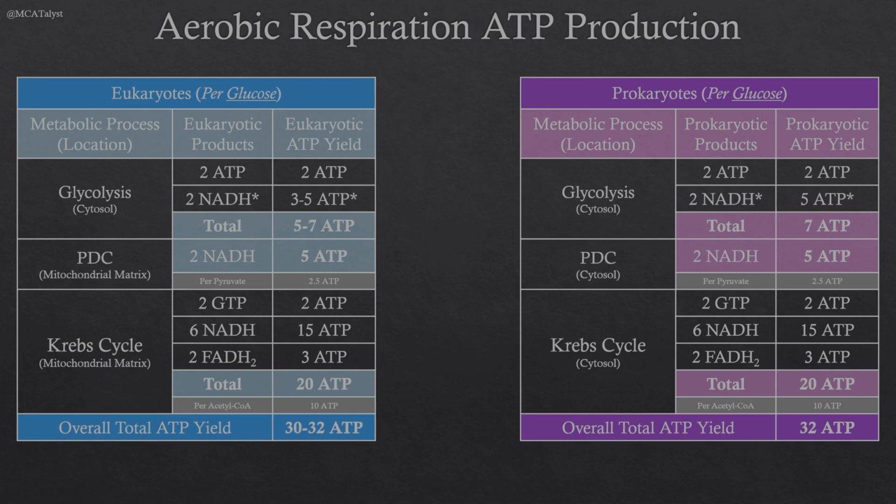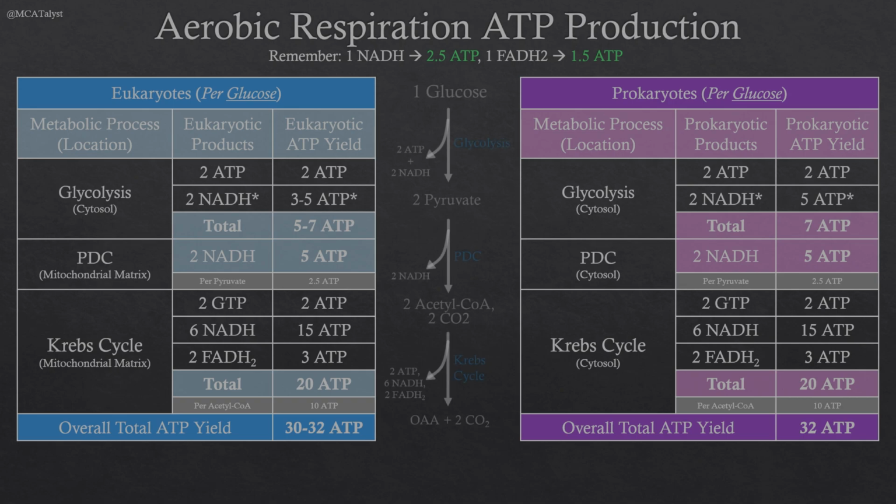So we're going to start with just the reminder that one NADH is going to pump 10 protons, which through oxidative phosphorylation will produce 2.5 ATP, so 2.5 ATP per NADH. One FADH2 will produce 1.5 ATP. That's why you'll notice, for example, right here in the Krebs cycle, 6 NADH is being turned into 15 ATP because 6 times 2.5 is 15. That's the first reminder.